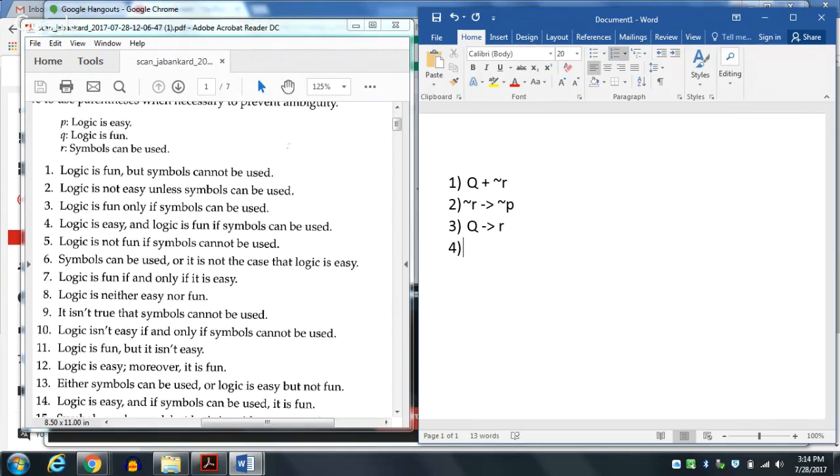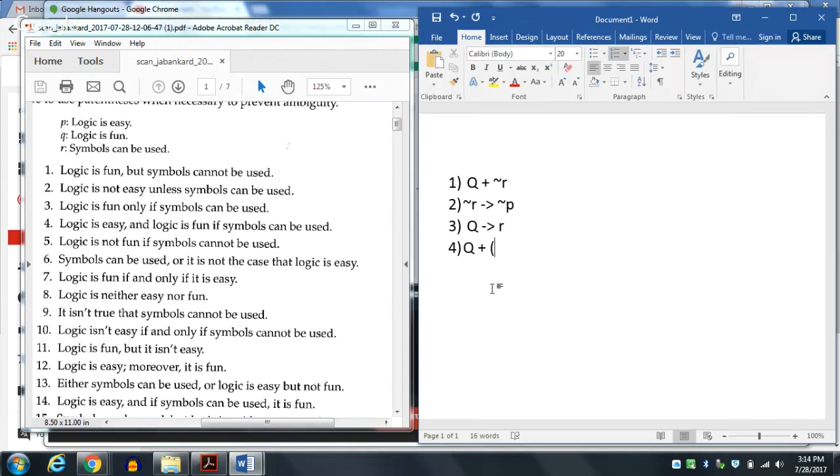Number four, logic is easy and logic is fun if symbols can be used. This is tricky, it's going to be complex. Logic is easy, P, there's an and, but now it's a complicated sentence. It's an if-then sentence. So the way it works is you're going to put parentheses. Logic is easy and logic is fun if symbols can be used. It's not an only if. That's just an if there.